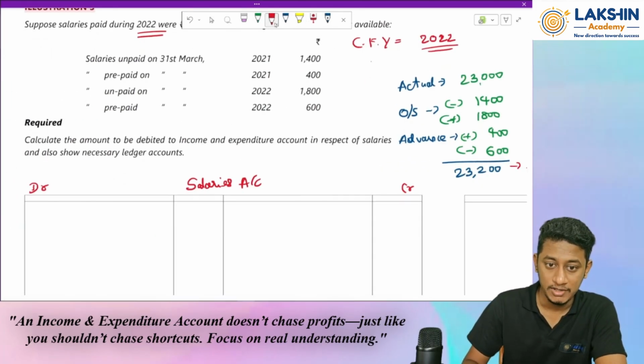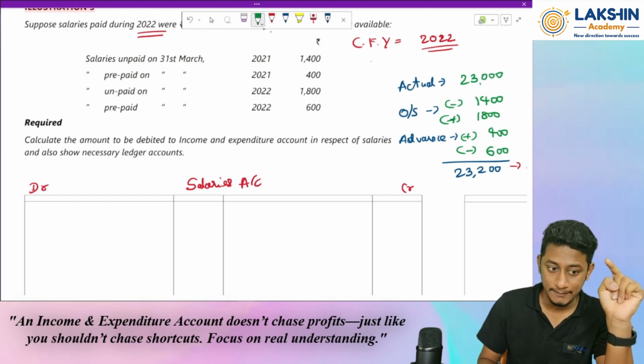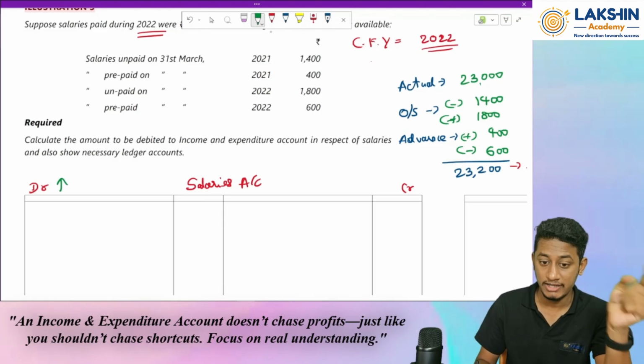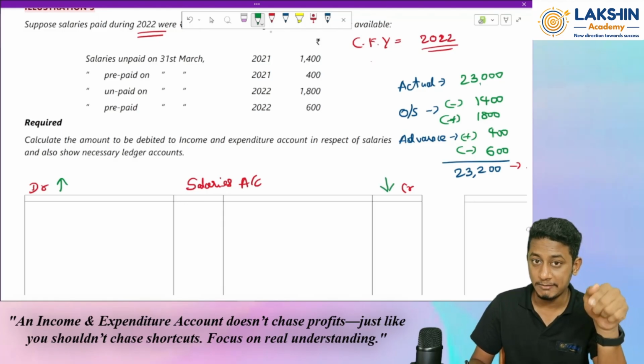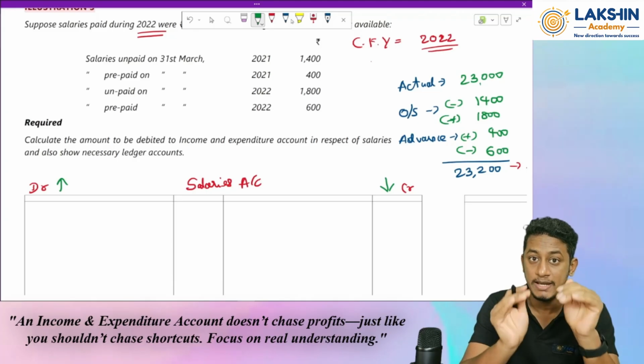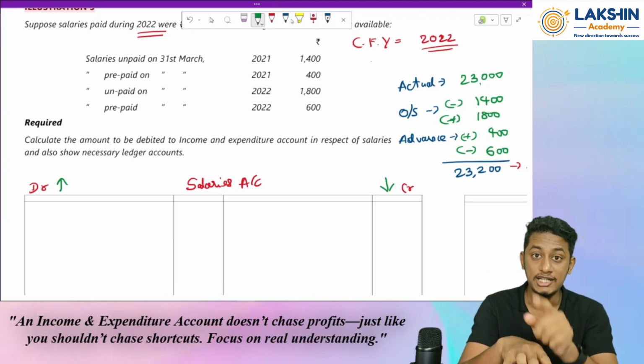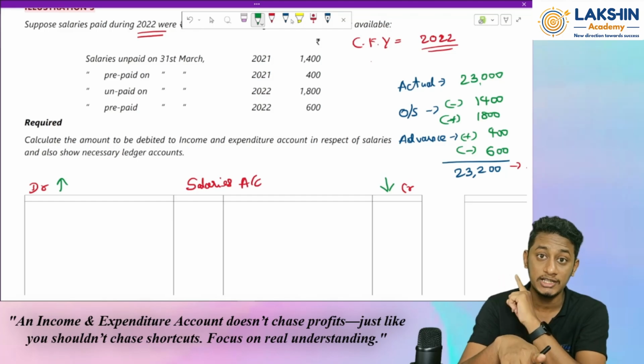Just have a look at it. See, the salary account is an expense account. So whatever entry I pass on the debit side will increase the balance, and whatever entry I pass on the credit side will decrease the balance. Now how to pass the entries, sir? I won't be teaching you the basic journal entries because it will simply confuse you. I will teach you with the help of the ledgers clearly.